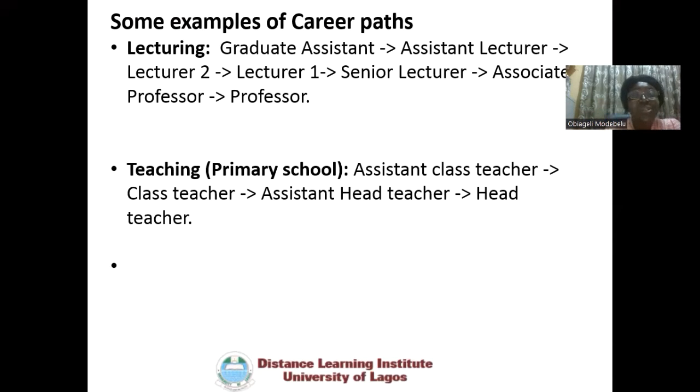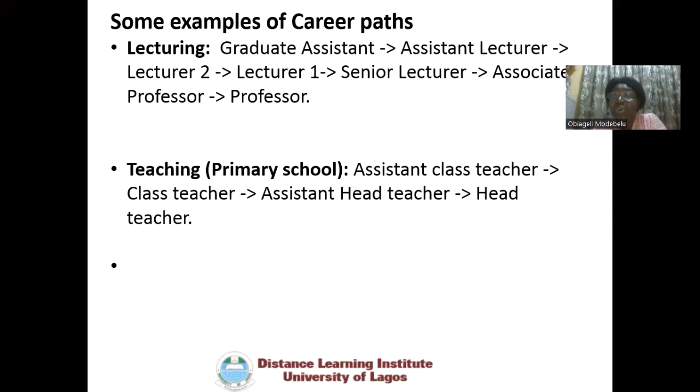Then you can also, for example, look at teachers. You want to be a teacher in a primary school. Let's use the primary school as a case. You start from assistant class teacher, assistant head teacher, then head teacher. So these are career paths. A career path can be in the same line of job or can also be in similar jobs.